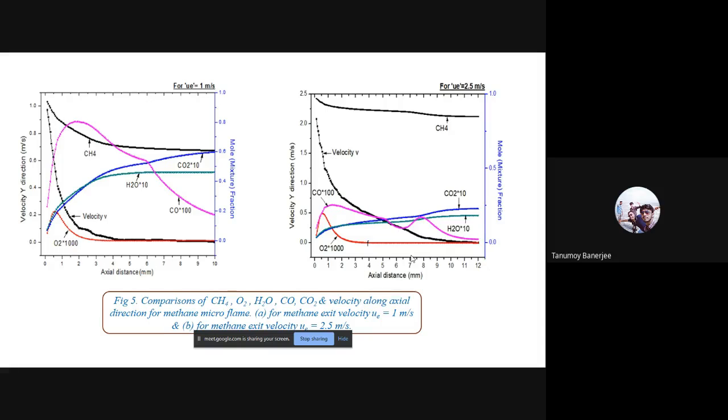As we all know, carbon monoxide is produced due to non-stoichiometric combustion as well as air entrainment near the quenching zone. For the left figure, we can see that the two combustion zones are very close, and for the exit flow rate of 2.5 meters per second, the two quenching zones are somewhat distant from each other, which means that non-premixed combustion is occurring between the two combustion zones in the outer layer.